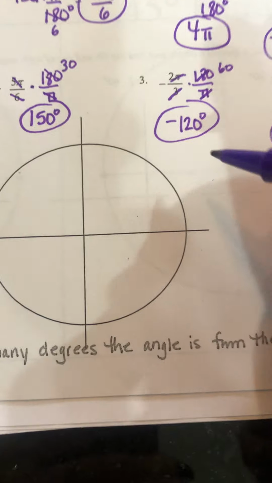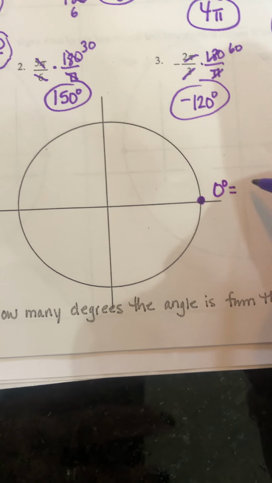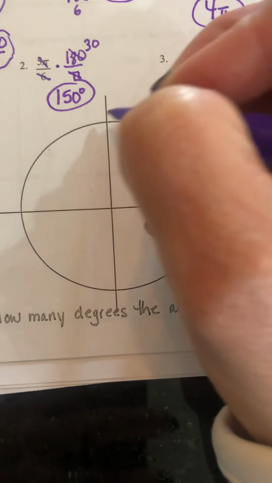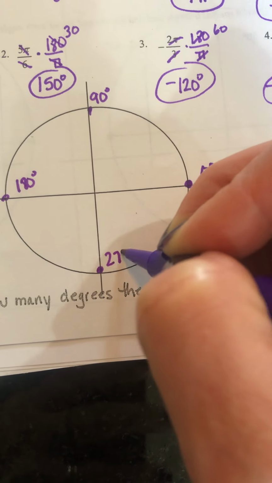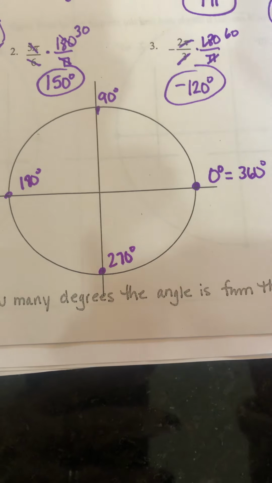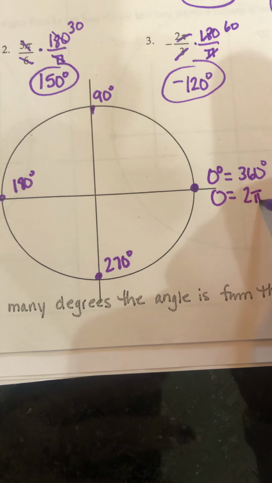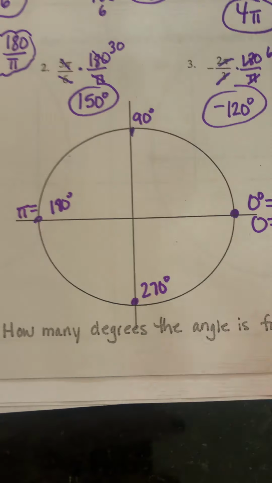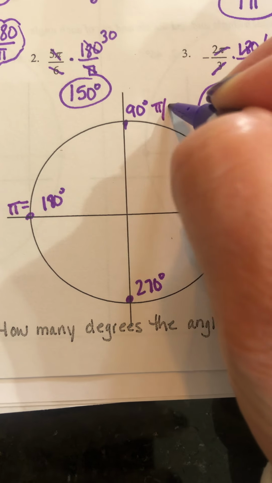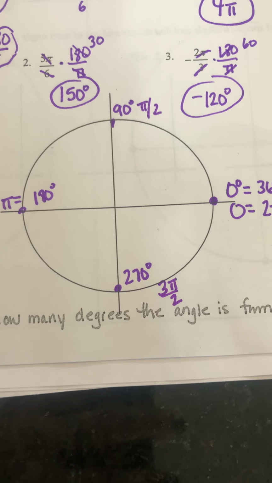So now we go back to our circle and we're going to fill in the ones that we know. So we know 0 degrees here, 360 degrees. We know this is 90 degrees, 180 degrees, 270 degrees, and then 360 degrees. If I change those to radians, 0 degrees is 0 radians, 360 is 2 pi radians. We already talked about how 180 degrees is pi radians. Half of that is pi over 2, and 1.5 is 3 pi over 2 radians.